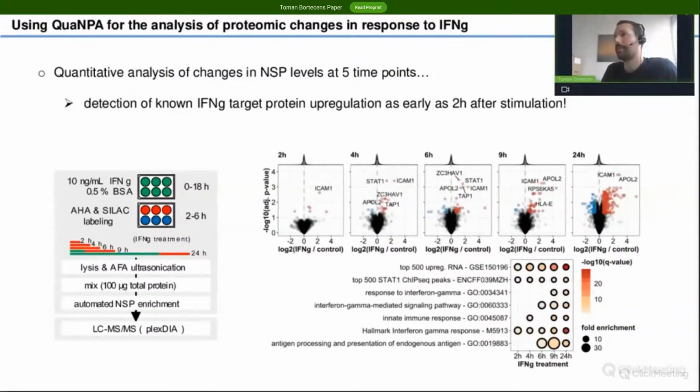What we were able to find in this data was that even as early as 2 hours after stimulation of cells, we're able to measure significantly upregulated proteins which are well characterized to be targets of interferon gamma. And through the number of different time points that we measured and processed rather easily through the automated procedure, we were able to show essentially that using this methodology, you are able to generate high quality data that provides valuable biological insights, especially, for example, for studying protein signaling.